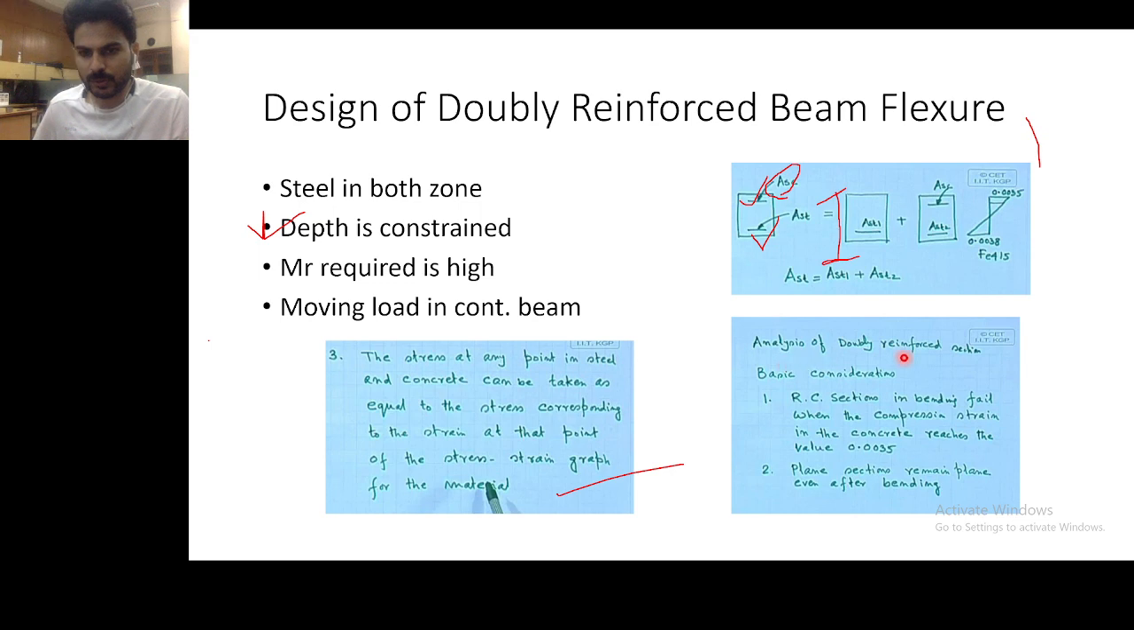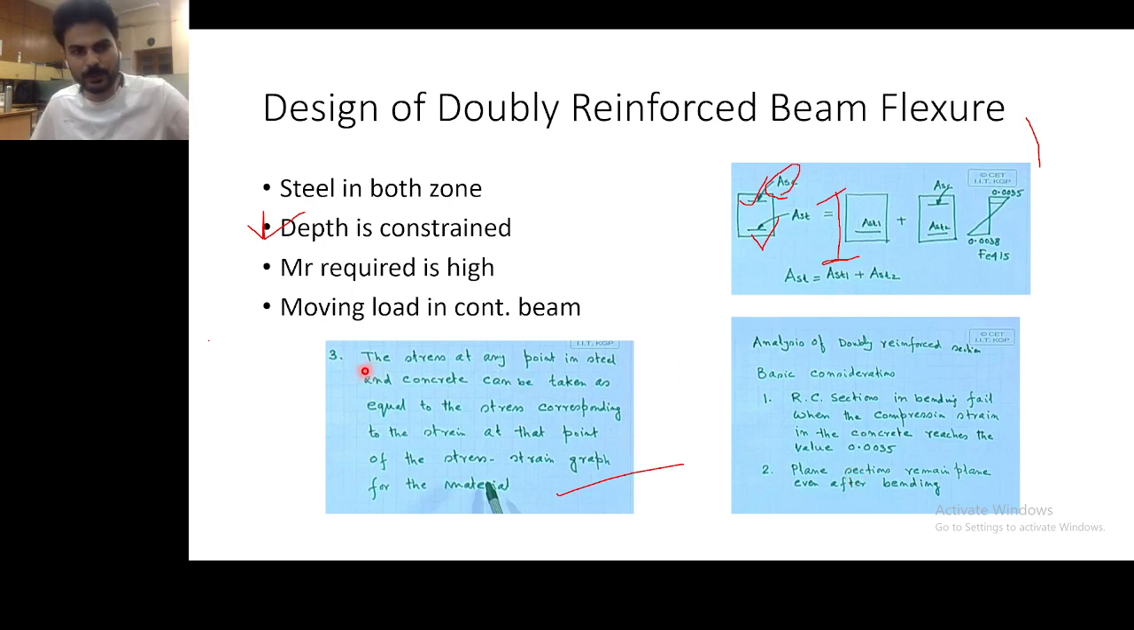So the analysis of doubly reinforced sections, the basic considerations are: an RC section in bending fails when the compression strain in the concrete reaches its value of 0.0035. You can see it here. If this value is reached in the concrete zone, then we can say that the RC section in bending fails. That is a consideration in the doubly reinforced beam, and the plane section remains plane even after bending.